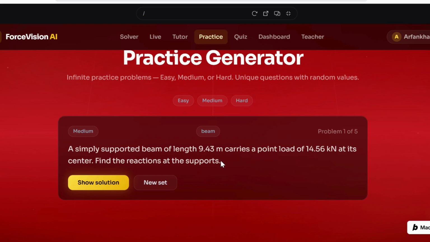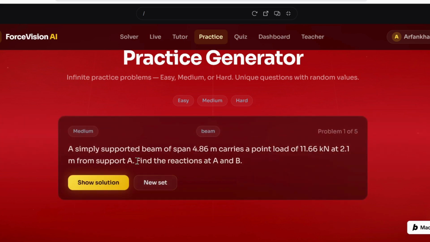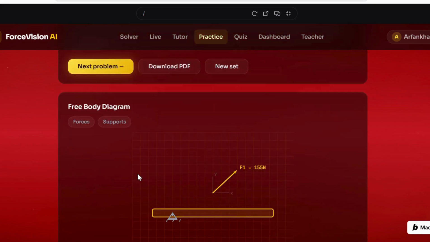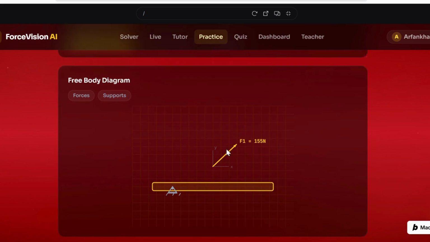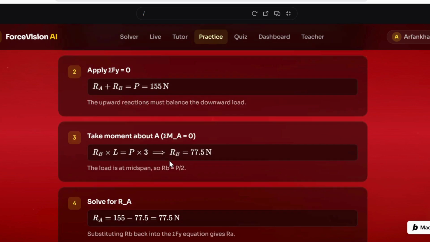And we are going to explore the practice generator as well, which is the main good feature of this app. The simply supported beam of length 9.43 m carries a point load of 41.56 kN force. It is a medium level question, and if you don't like it, you can give a new set, and we can explore hard questions as well. If you give slow solution, it will generate as well. If you want, you can download it as a PDF for your convenience.